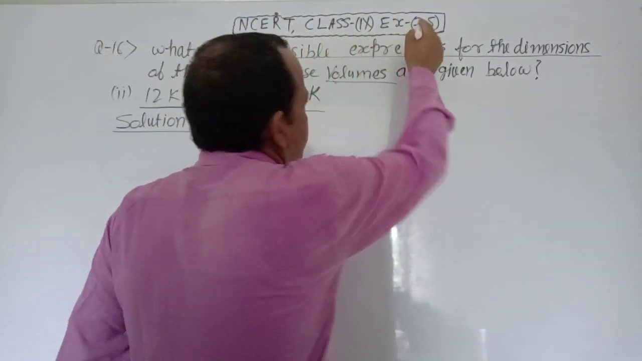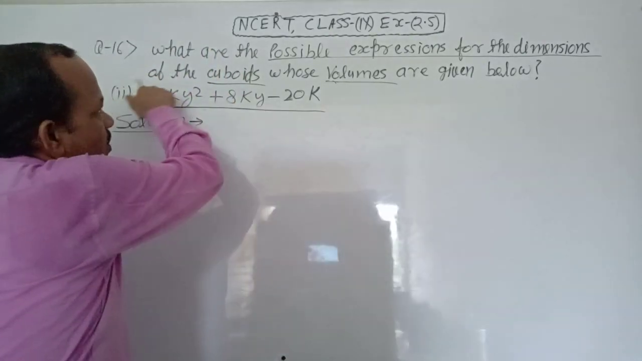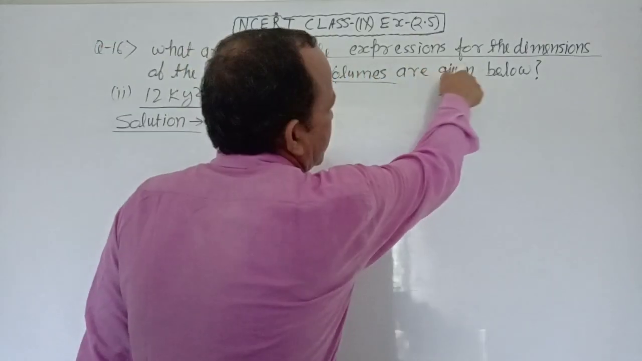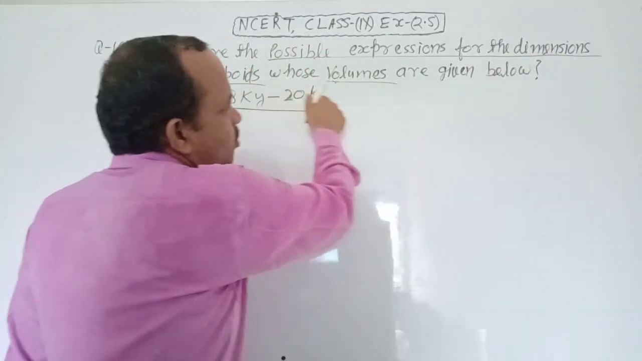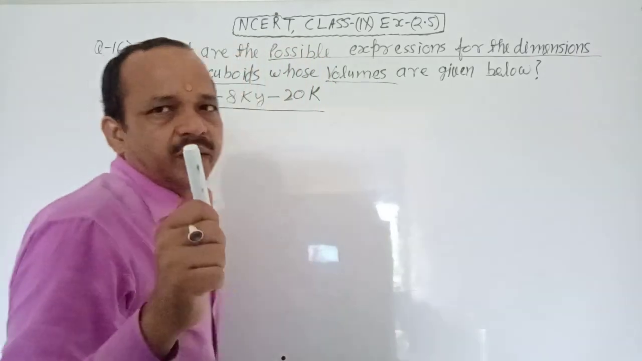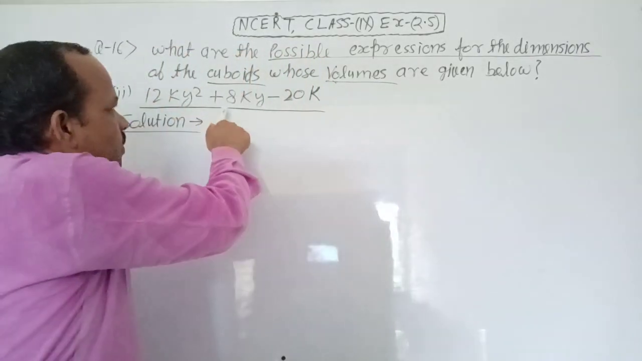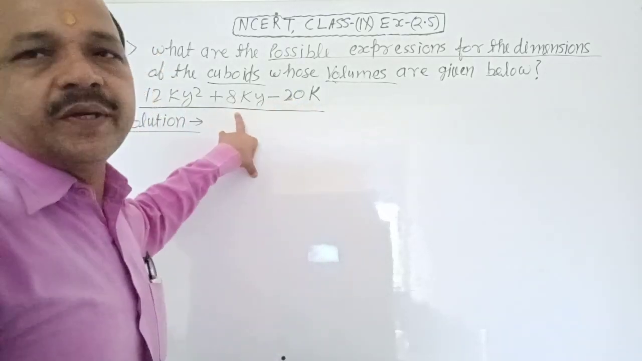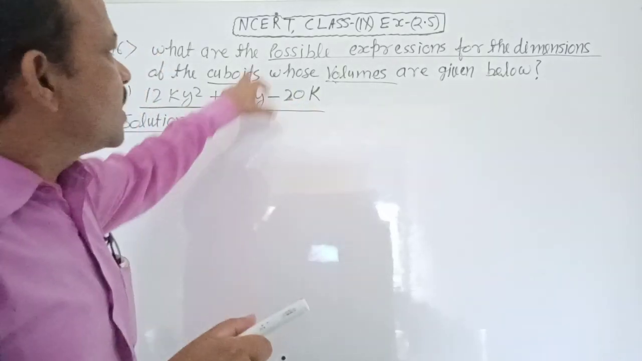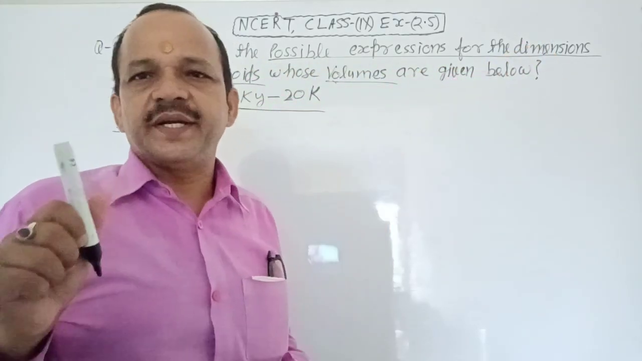NCERT class 9 exercise 2.5 question 16. What are the possible expressions for the dimensions of the cuboid whose volumes are given below? Question 16 part 2: 12ky square plus 8ky minus 20k. This is the given question. You find the possible expressions for the dimensions of the cuboid.